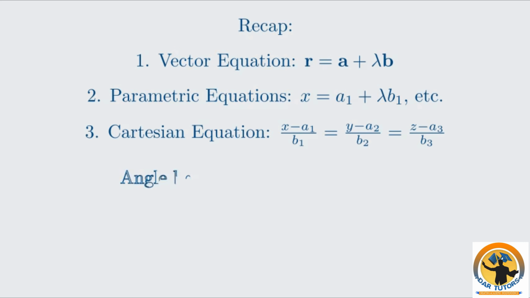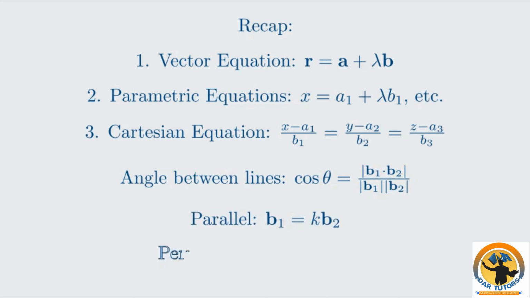The formula cosine of theta equals the absolute value of the dot product of B1 and B2 divided by the product of their magnitudes gives us the acute angle. And we established the conditions for parallel and perpendicular lines. Lines are parallel if their direction vectors are scalar multiples, and they are perpendicular if their dot product is 0.